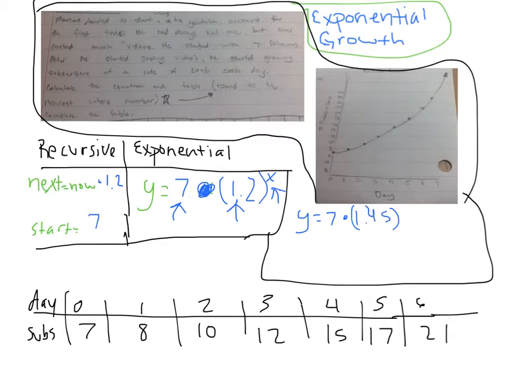1.45 to the 14th, because 2 weeks. Once again, 14 days. And you would end up with 1,271 subscribers.